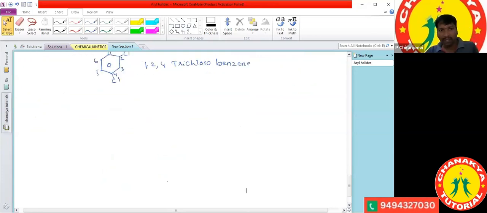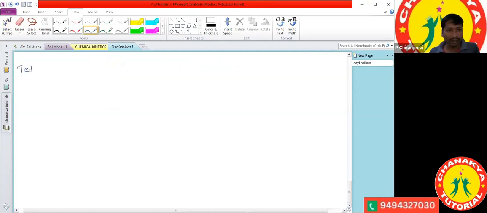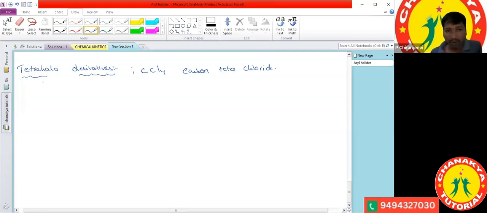Okay, next, tetrahalo derivatives. Sir, what is the best example for the tetrahalo derivatives? Carbon tetrachloride. Carbon tetrachloride is one of the best examples, the simplest example, for the tetrahalo derivatives.